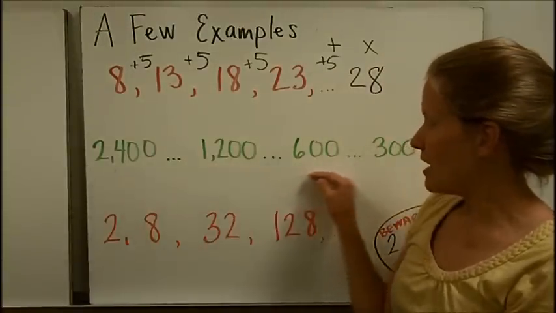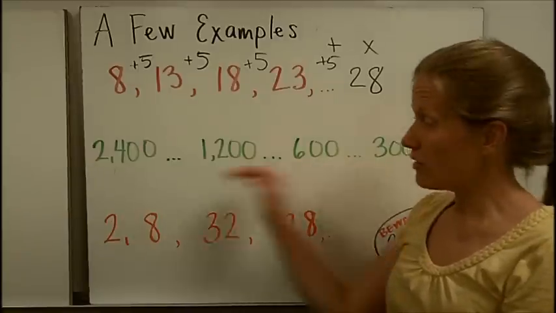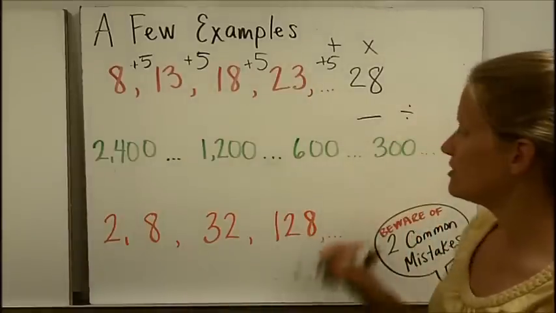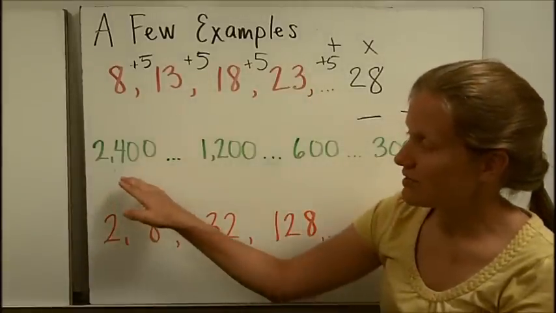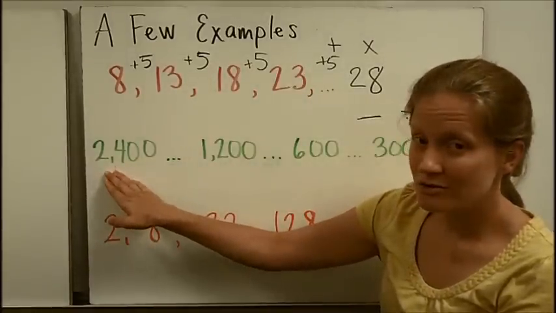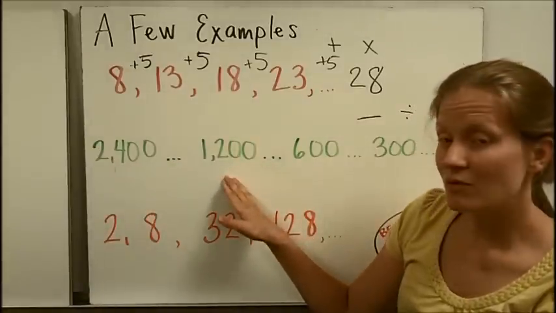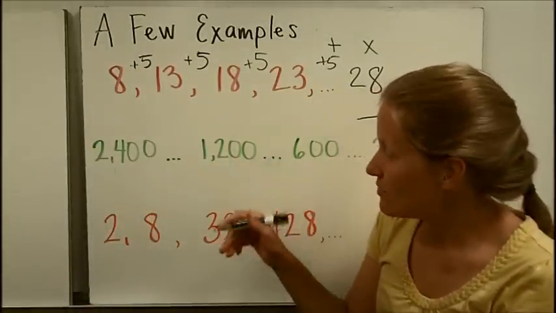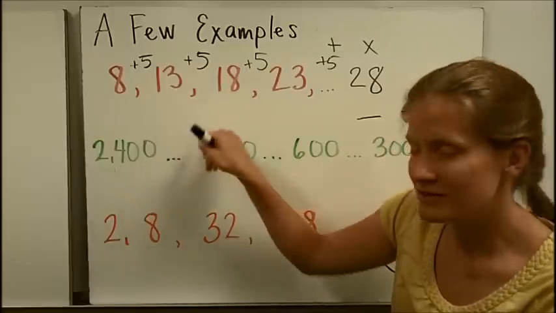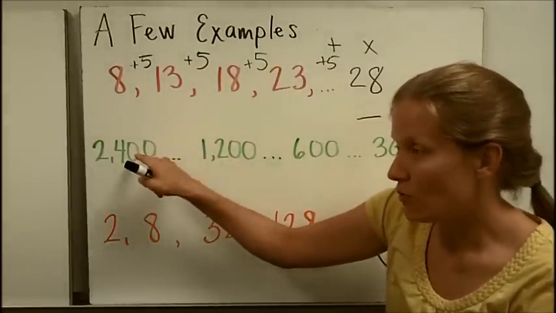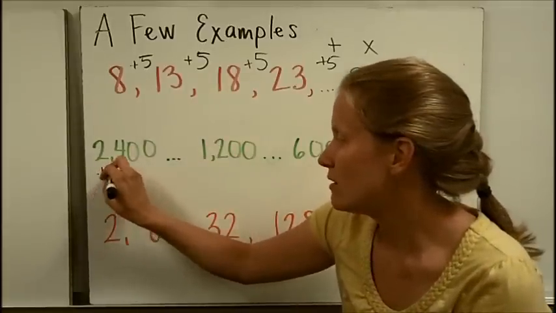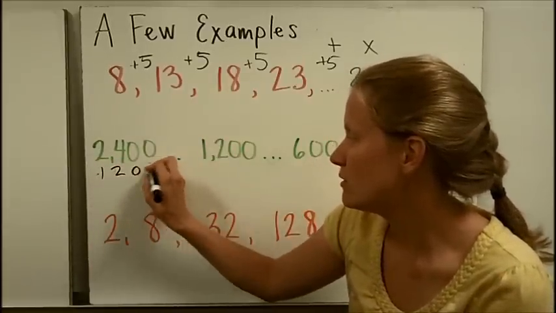In the second pattern, I'm seeing that the numbers are getting smaller as I go left to right. So this has to be a subtraction or a division problem. I would ask myself, 2,400 minus what is going to give me 1,200? If you can't do that in your head, then you can subtract these two to find the difference. And that will tell you what you would subtract to get from here to here. So I'm going to do that. I'm going to subtract these two.